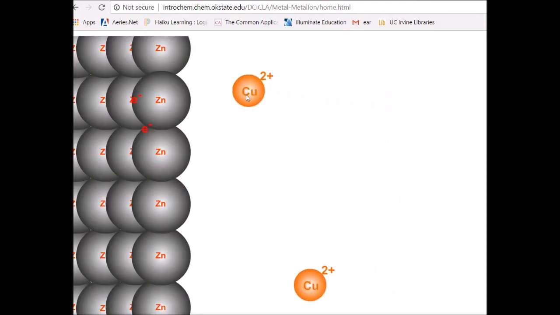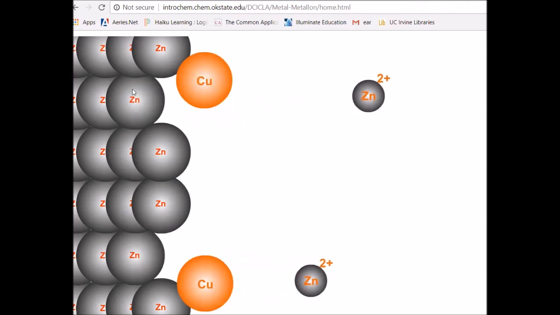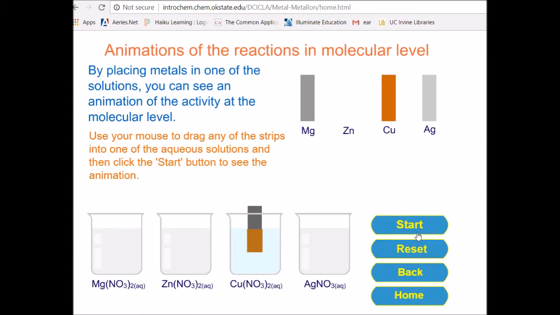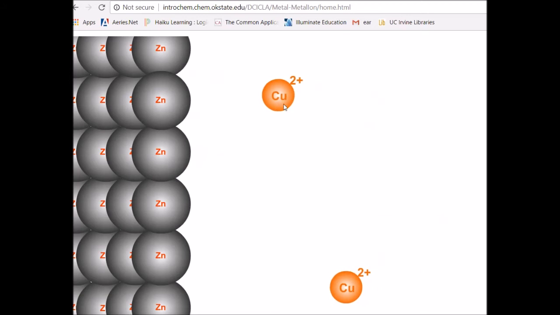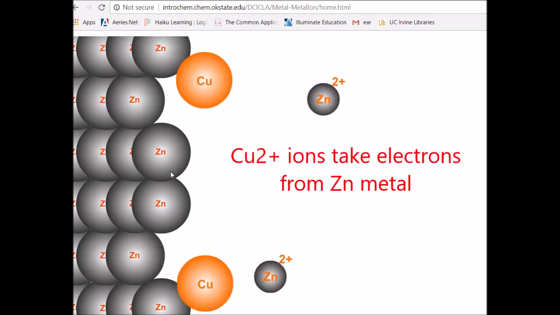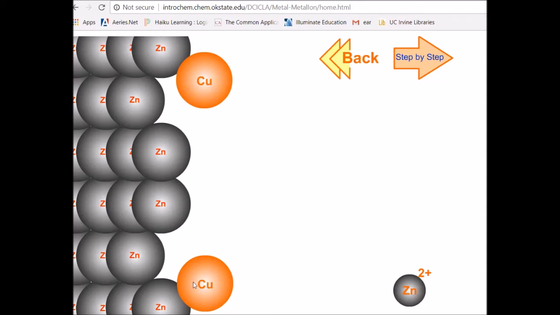So here are copper ions contacting the piece of zinc metal. Copper ion moving because it's aqueous, receiving electrons from the zinc metal. There were two collisions in this animation, and the percent that were productive is 100%. Each collision of the copper ion resulted in a reaction. That's not really realistic.